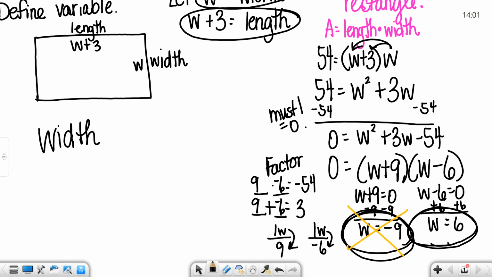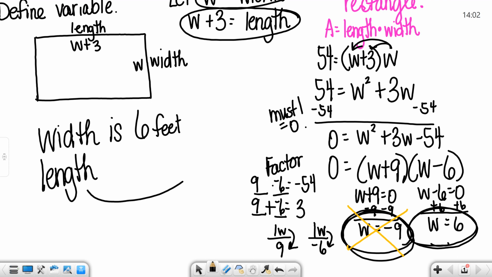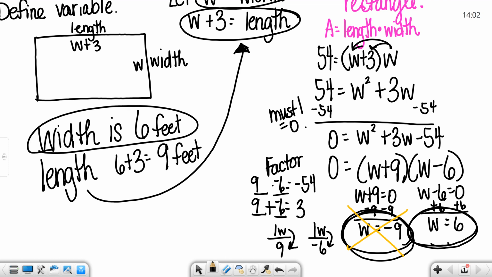So when I list my width over here, my width is 6 feet. Our problem was in feet, so we're going to keep that in feet. Now to find our length, remember, we said our length is whatever our width was plus 3. So 6 plus 3 is 9 feet. So my width is 6 feet and my length is 9 feet. And that would be my answer there.